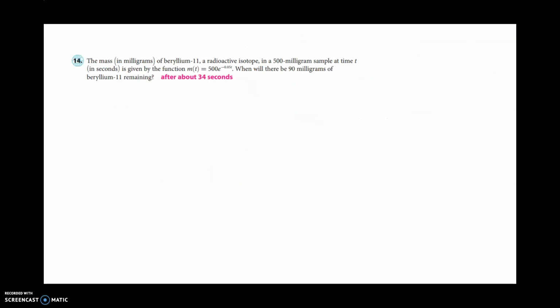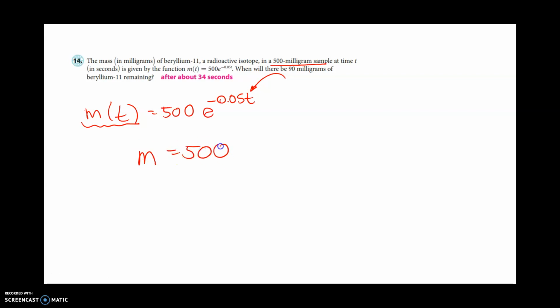All right, the mass in milligrams of this isotope in this size sample at any time is given by this function. When will there be 90 milligrams left, right? Remaining. So here is this, this is the mass, and we want to know time. So can we solve for time? All right. Well, so I'm going to say the mass is 500.